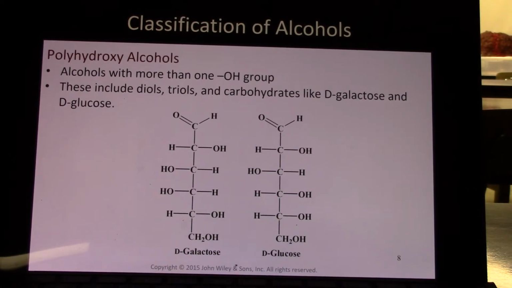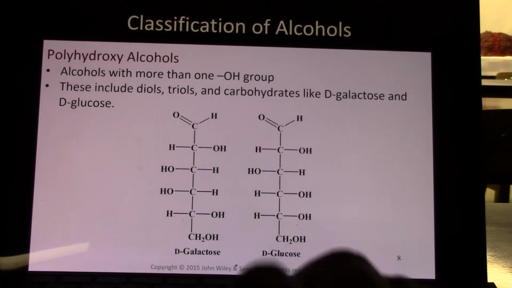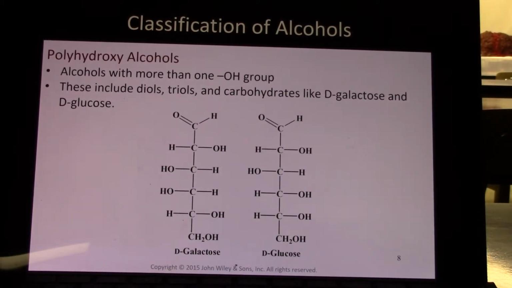Polyhydroxy alcohols. These are alcohols that have more than one OH group. And these include diols, triols, and carbohydrates like D-galactose and D-glucose. And so here we're looking at galactose and glucose, and we see lots of OH groups coming off of them. Many, many, many OH groups found in the carbohydrates.